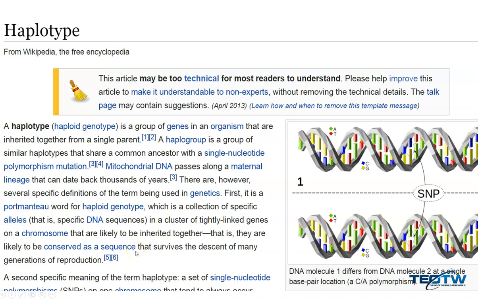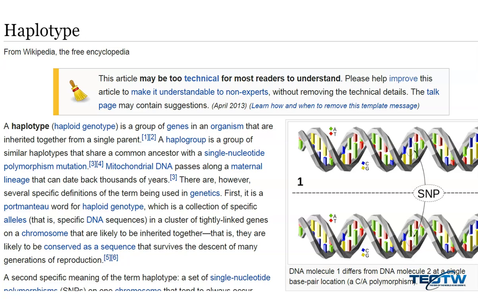Okay, so from Wikipedia, a haplotype is a group of genes in an organism that are inherited together from a single parent, right? Hair color, eye color, nose shape, skin color. Okay, now a haplogroup is a group of similar haplotypes that share a common ancestor with a single nucleotide polymorphism mutation. Okay, so let me break that down. A haplogroup is a group of similar haplotypes. Remember, that was a genetic determinant, right? So it's a group of similar genetic determinants that can go from one ancestor to a descendant. That's what they're saying. That's all.